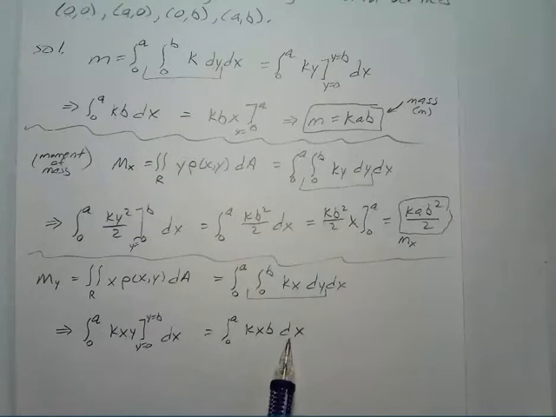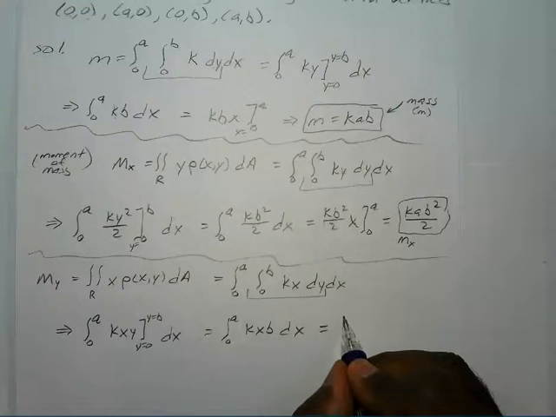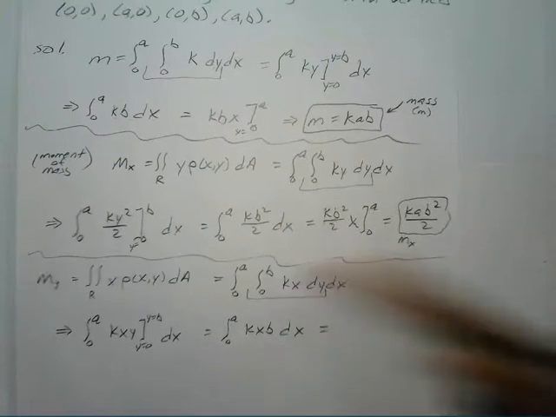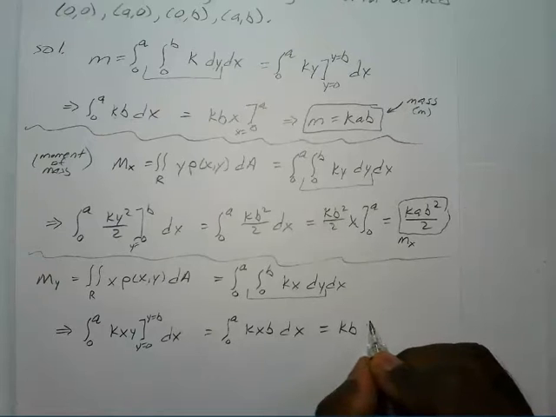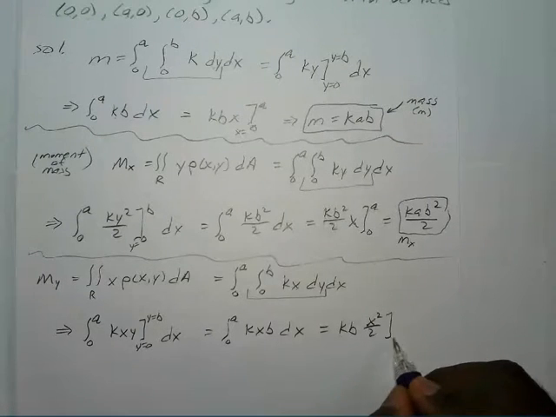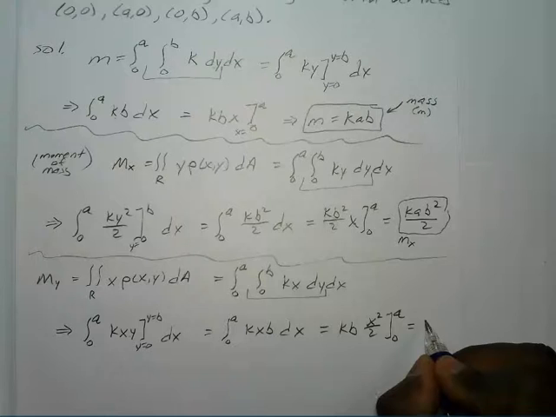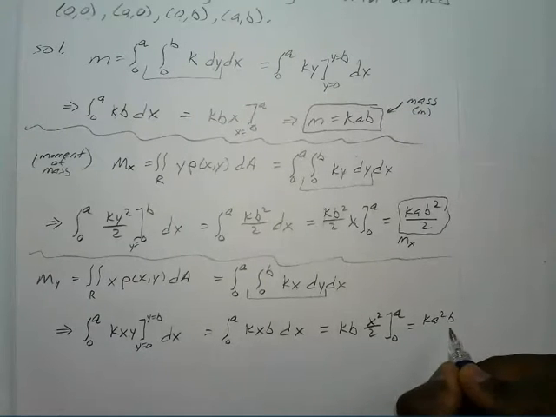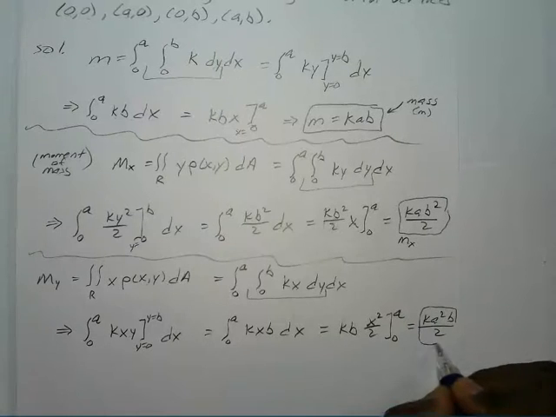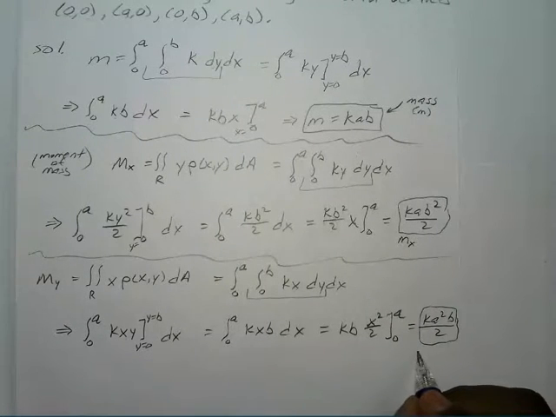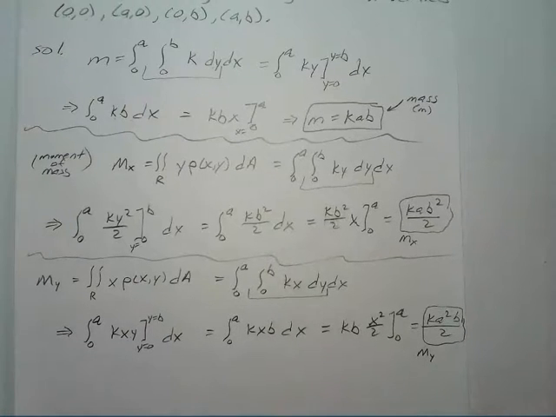Alright, so if we integrate this with respect to x, that's just kb times x squared over 2. I'll move that out to the front. So it's kb times x squared over 2, and that's from 0 to a. Okay, so you plug in a, you get ka squared b over 2. Plug in 0, you get 0. So that's ka squared b over 2. Okay, so that's our moment of mass with respect to the y-axis.